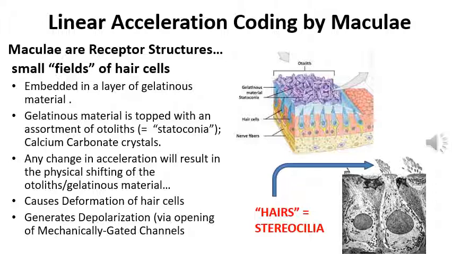and that deformation is going to be imparted on those stereocilia. And as soon as you create that deformation in the stereocilia, it's going to create a depolarization because you're going to open mechanically gated channels. All of a sudden, the sodium comes rushing in, the potassium goes rushing out, and you've got a depolarization. And that depolarization very quickly can become an action potential, and off it goes.